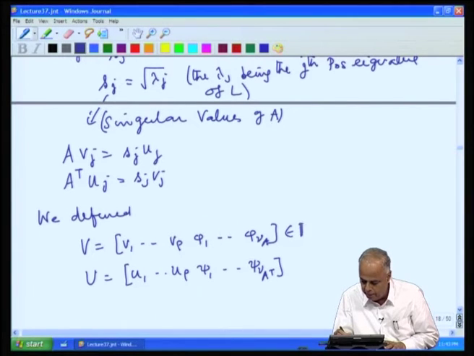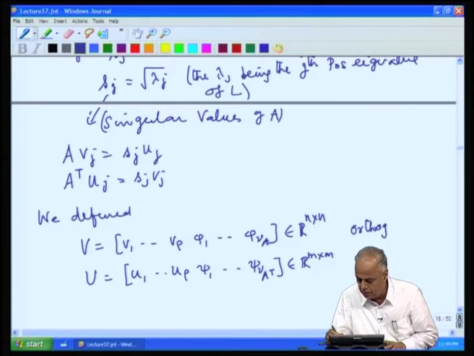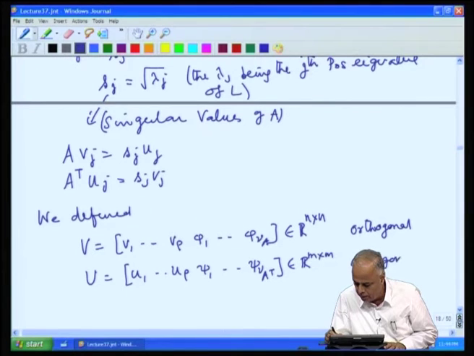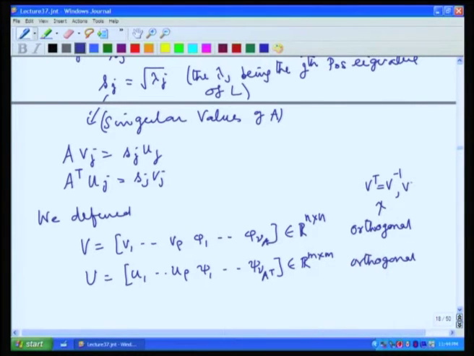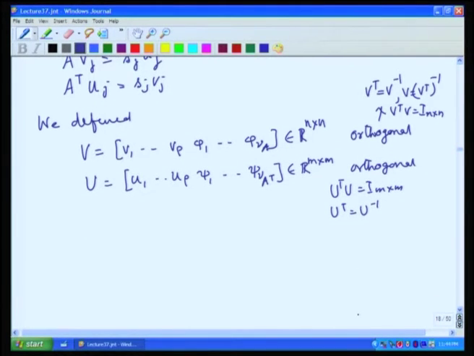This was an n by n matrix, this was an m by m matrix, and this was an orthogonal n by n matrix, that is V transpose V is identity; this was an orthogonal m by m matrix. So, orthogonal here means V transpose is V inverse, and V transpose V is identity. Similarly, U transpose U is identity and each is the inverse of the other. We had these two orthogonal matrices, then we had this product decomposition.